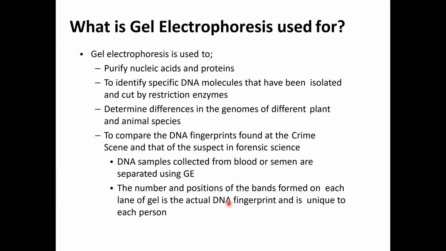Then the number and the positions of the bands formed in each lane of your gel is the actual DNA fingerprint, and it is very unique for each person. So you see how important it is for us to at least know the basic understanding and the purpose of gel electrophoresis.